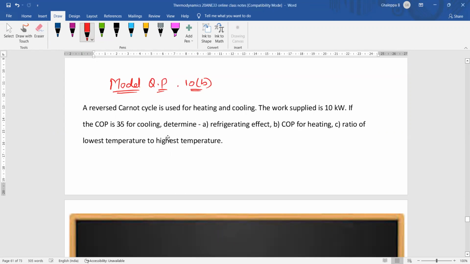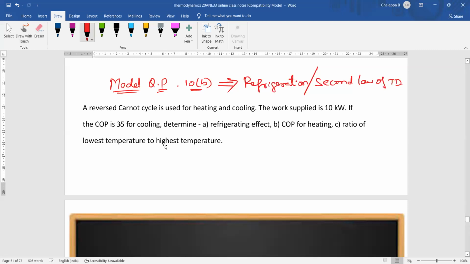So this numerical is related to refrigeration, or you can use the concepts of second law of thermodynamics also. Second law of thermodynamics, that is refrigeration, heat pump, etc. Okay, we read the statement, and some students have also given in the comment section that you solve this numerical. So we were requested to solve.